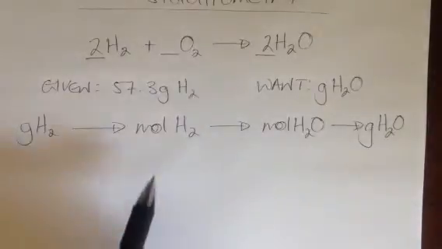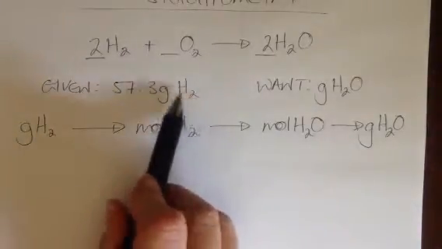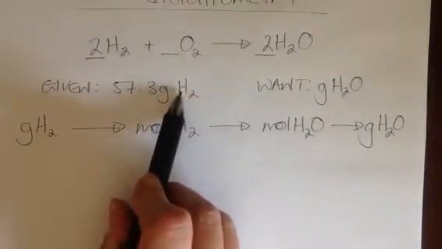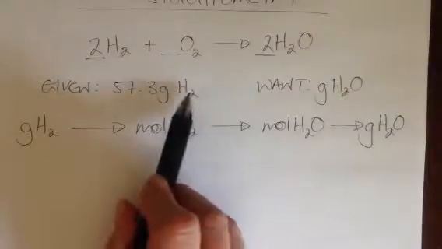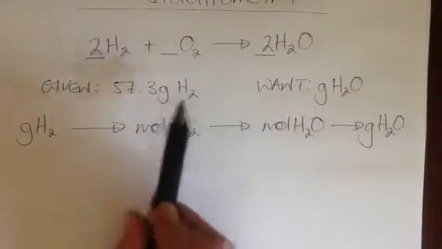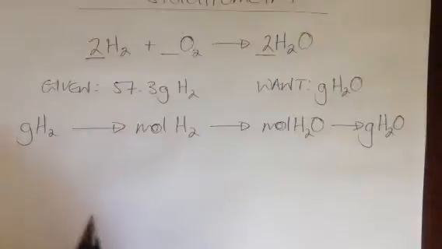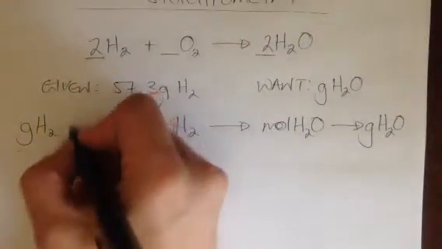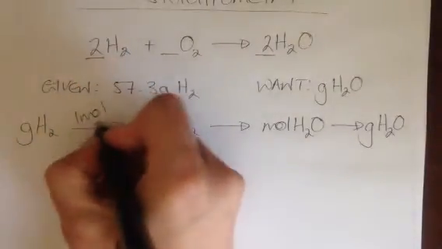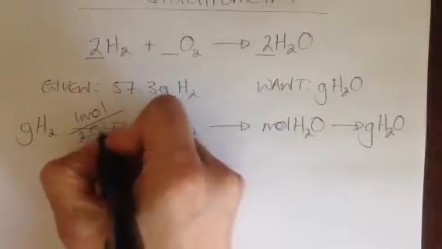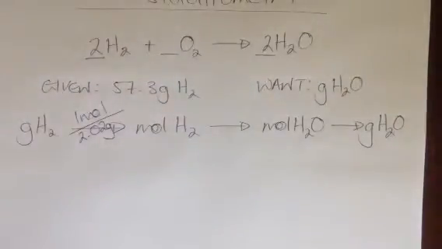Okay, so the molar mass of hydrogen is going to be 2 times the molar mass that we get from the periodic table, which in your book is 1.01 grams per mole. So 2 times 1.01 is 2.02. We want to put grams on the bottom, so 1 mole over 2.02 grams.